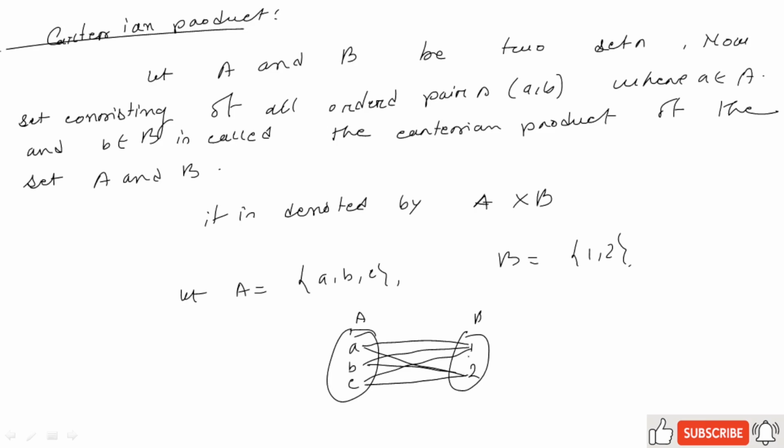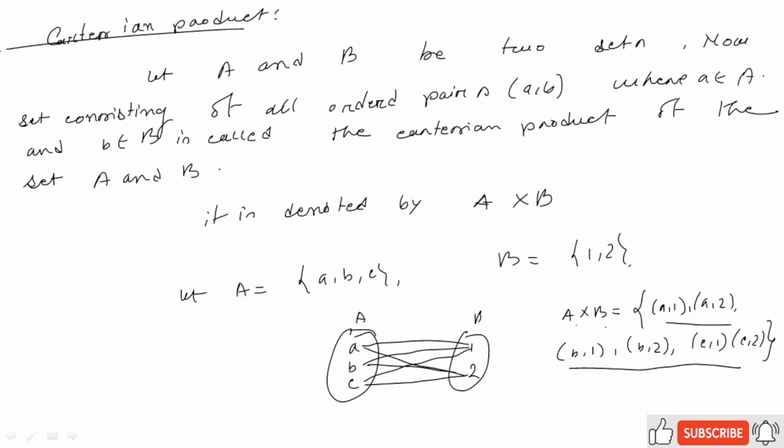Cartesian product. So, if we write A cross B, then this becomes (a, 1), (a, 2), (b, 1), (b, 2), (c, 1), (c, 2). These are called the Cartesian product of sets A cross B.